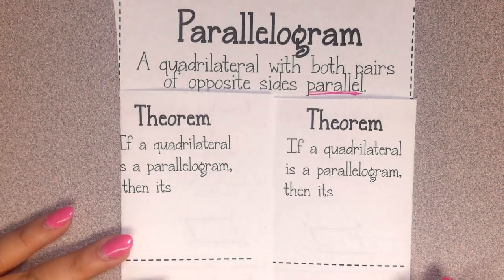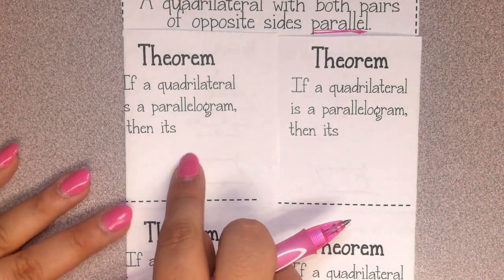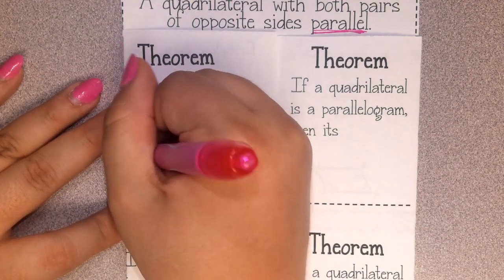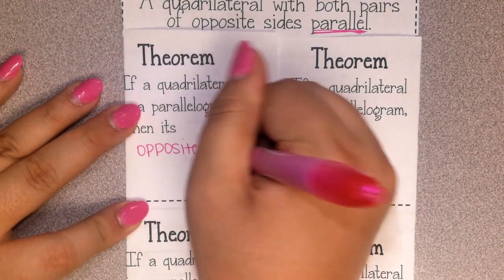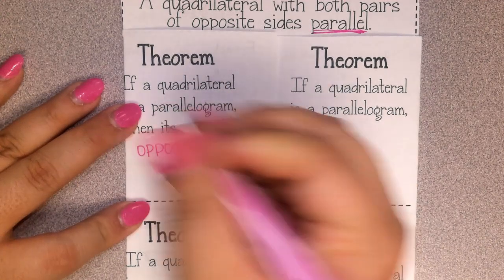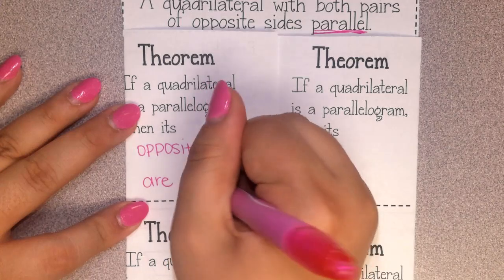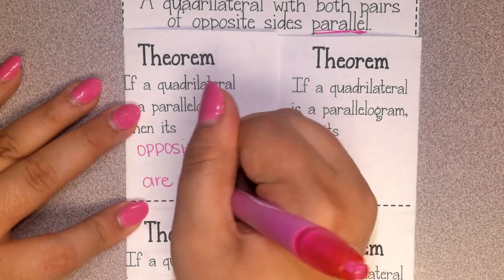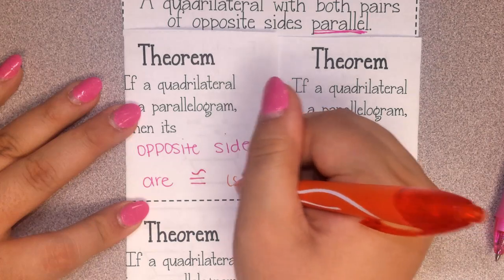The first property, the one that everybody got right, is if a quadrilateral is a parallelogram, then its opposite sides. What did we know about the opposite sides? They are congruent. And what does congruent mean? They're the same.